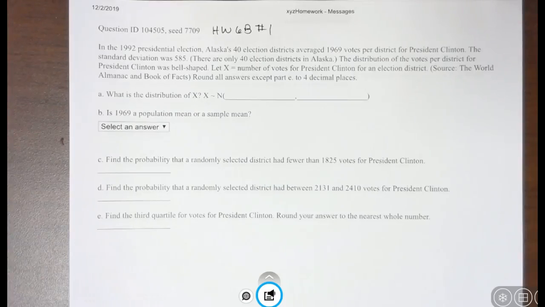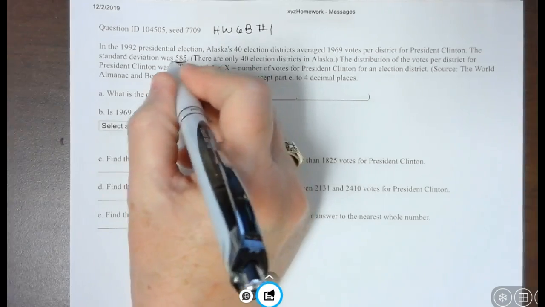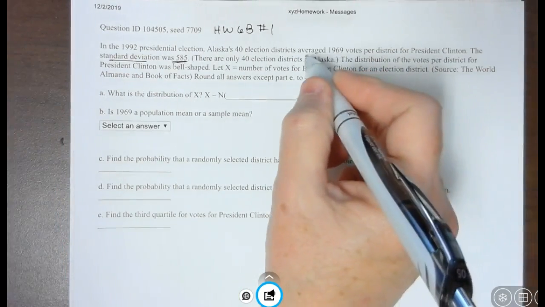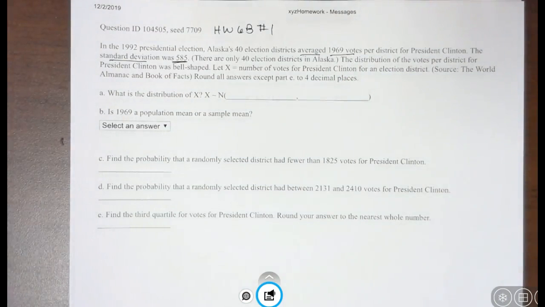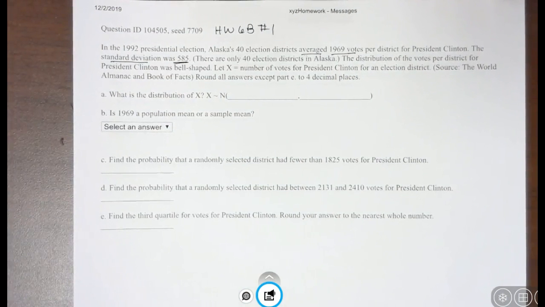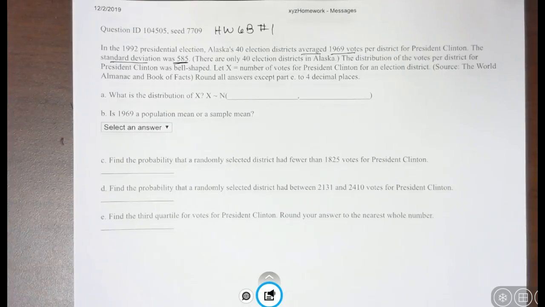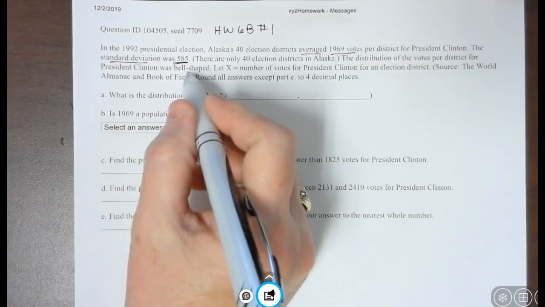Okay, so we're looking at a question. In the 1992 presidential election, Alaska's 40 election districts averaged 1,969 votes per district for President Clinton. The standard deviation was 585, so that's my standard deviation, and then it averaged here, so we're talking about votes. There were only 40 election districts in Alaska, so that tells me this is all of them. The distribution of the votes per district for President Clinton was bell-shaped. That tells me it's normal.